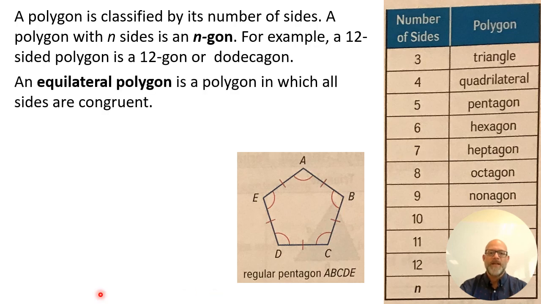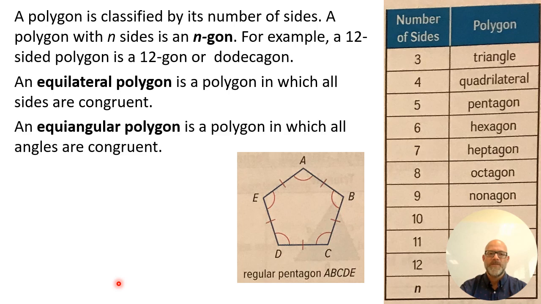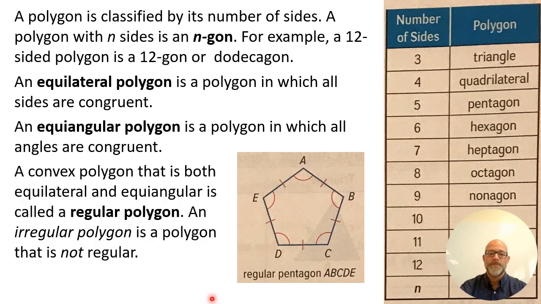An equilateral polygon is a polygon in which all the sides are congruent. Here you see these tick marks. These 5 tick marks indicate that the pentagon has all congruent segments. It's equiangular if all the angles are congruent. These have the same number of arcs, so those are congruent.